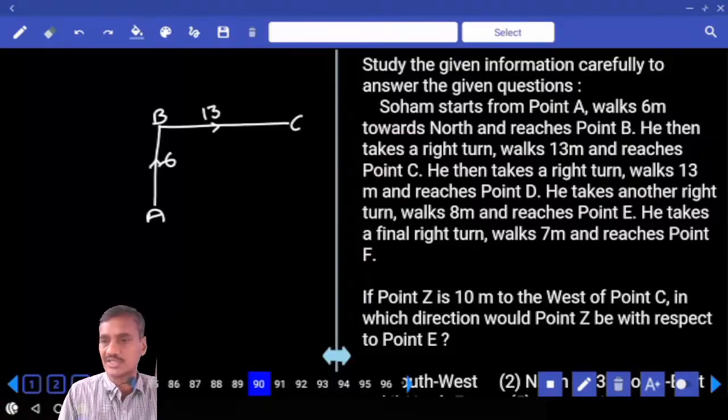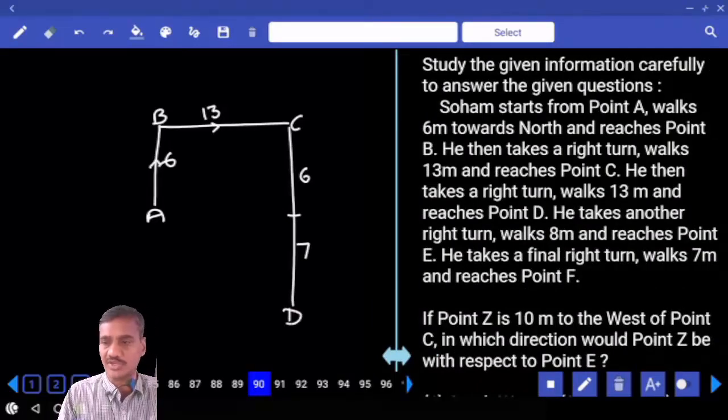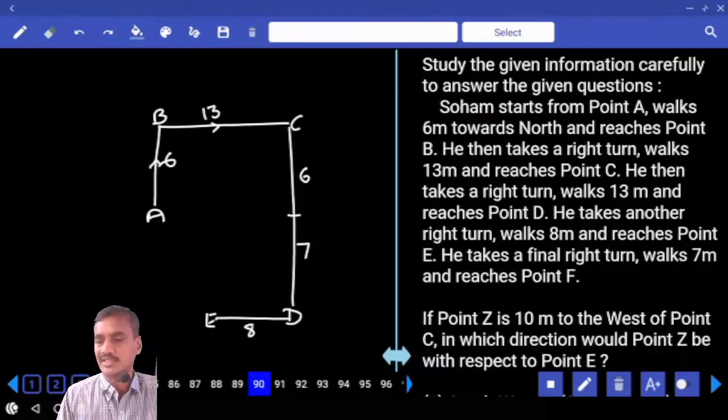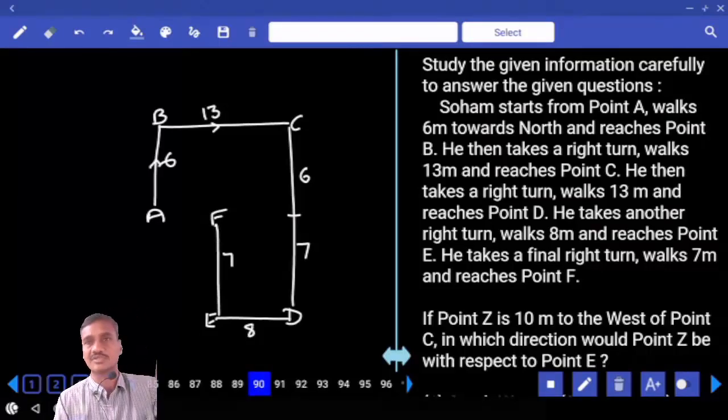And he then takes right hand and walks 13 meters to reach point D. From here, right hand side and reaches 13 meters and reaches point D. And he takes another right turn and walks 8 meters and reaches point E. From here, he turns right and walks 8 meters and reaches point E. And he then takes final right turn and walks 7 meters and reaches point F.